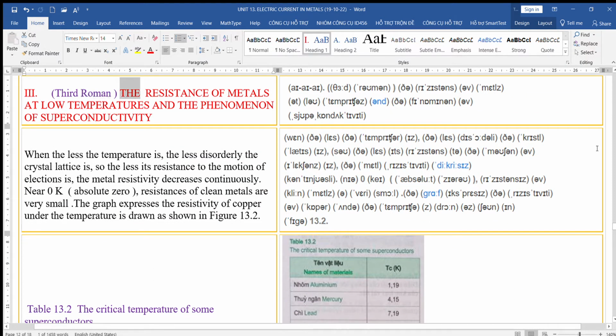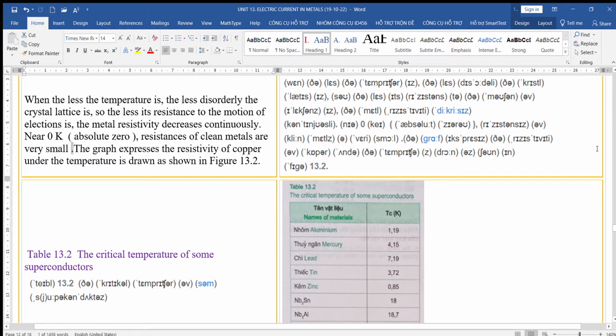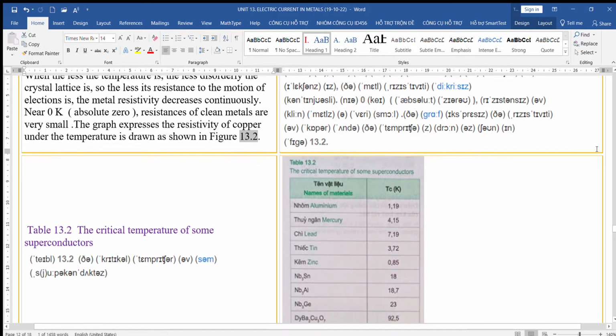Third, the resistance of metals at low temperatures and the phenomenon of superconductivity. The lower the temperature, the less disorderly the crystal lattice is, so the less its resistance to the motion of electrons is, and the metal resistivity decreases continuously. Near 0 K, absolute zero, resistances of clean metals are very small. The graph expressing the resistivity of copper against temperature is shown in figure 13.2.